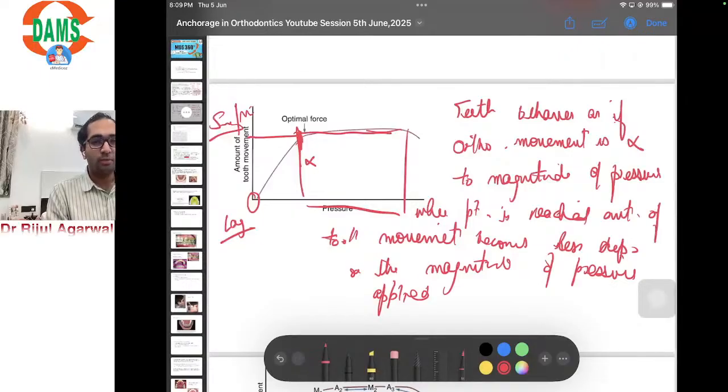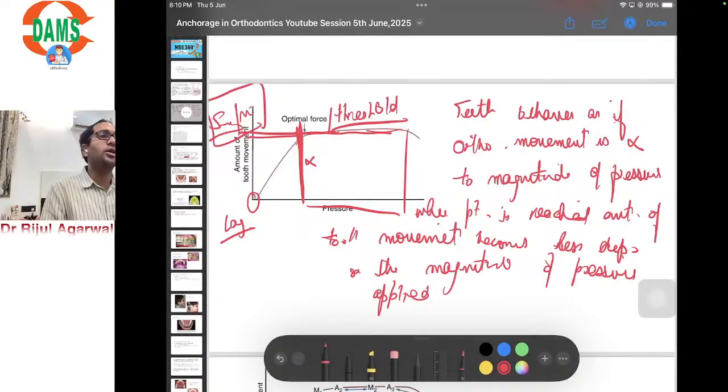Okay, so what does it mean? It means for every tooth movement to occur, there is an optimal force level which should be reached, or you can say the threshold. What do you mean by threshold? Threshold is the minimum amount of force which should be applied so as to have an optimal or a certain amount of tooth movement to occur. Beyond that threshold or beyond that optimal force, if we increase the pressure or increase the force, the amount of tooth movement remains the same. It does not increase much.